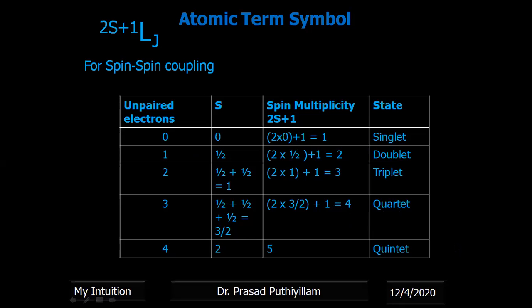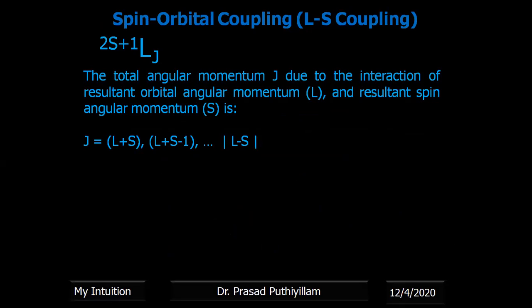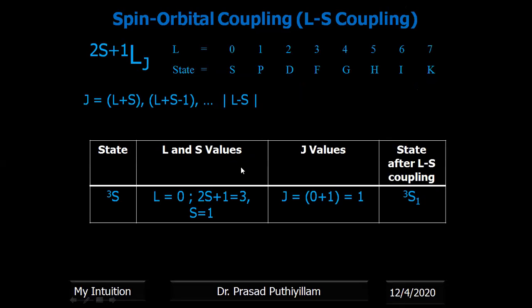Like that we can calculate the state in case of spin-spin coupling. So the angular momentum J, due to the interaction of resultant orbital angular momentum L and resultant spin angular momentum S, can be calculated as J is equal to L plus S, L plus S minus 1, L plus S minus 2, till the modulus of L minus S, which becomes a positive value. Okay, therefore, calculate the state. Say a state is given as 3S1.